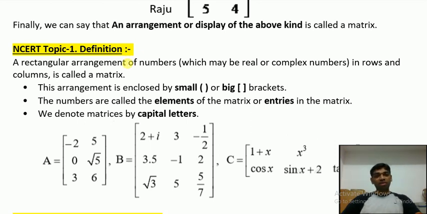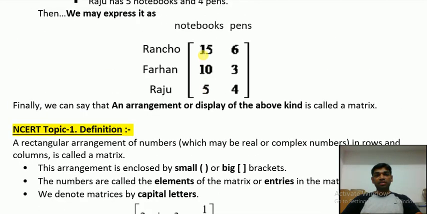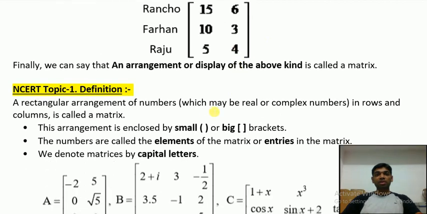So let's start with the formal definition. A rectangular arrangement of numbers, like this, in rectangle form where we are writing some numbers. These numbers can be real or complex, it can be anything, arranged in rows and columns. See this first row, second row, third row, first column, second column, like this. So this rectangular arrangement is called a matrix. So this is nothing difficult.